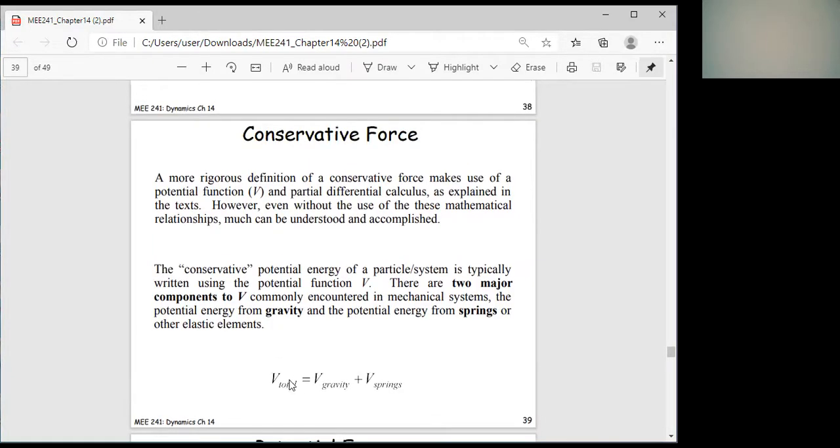All right, so the total, we're going to have one potential energy in our case. We're going to refer to the potential energy as V. So the total energy is going to be equal to the gravitational energy, which is mgh, plus the work of springs. And the work of springs is going to be equal to 1/2 kx squared, where x in this case is the deflection of the spring.